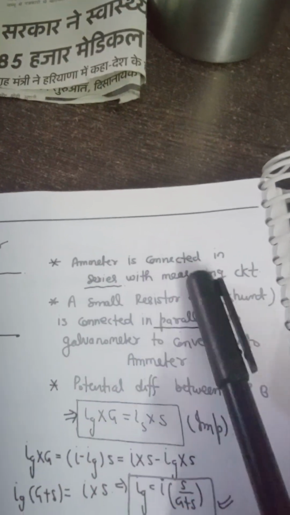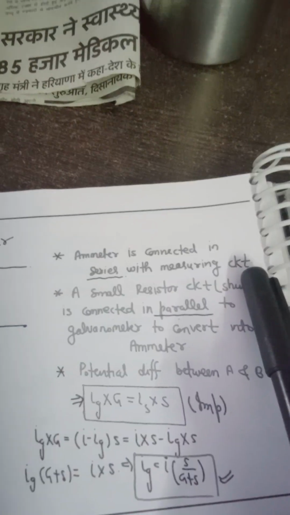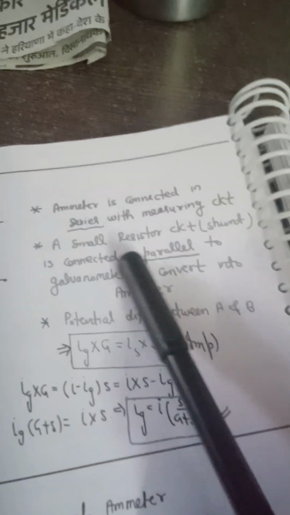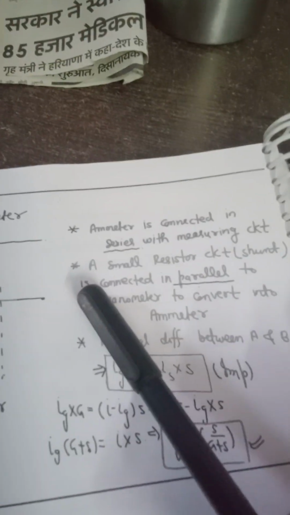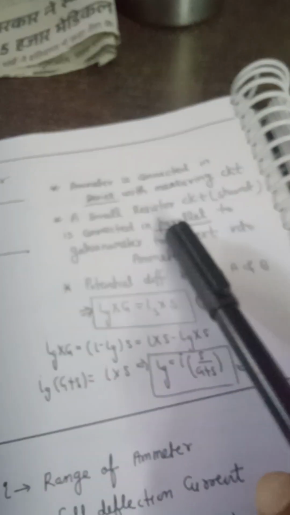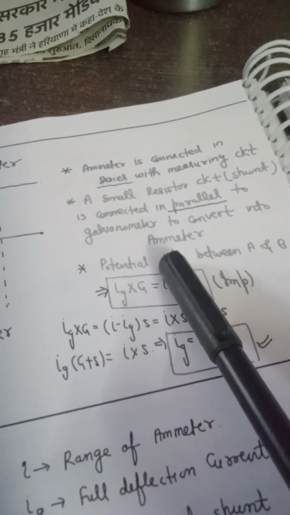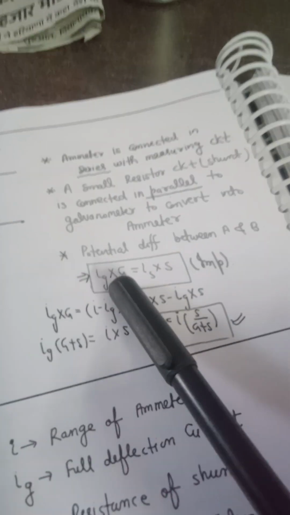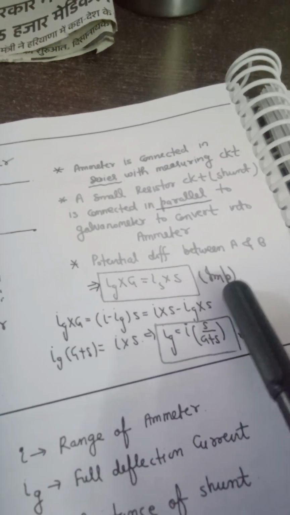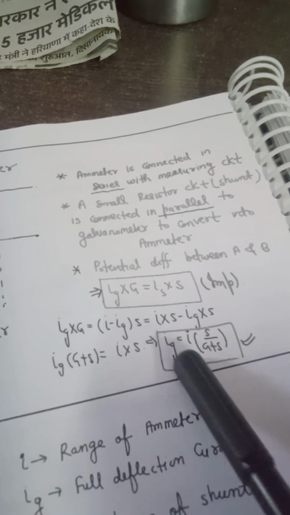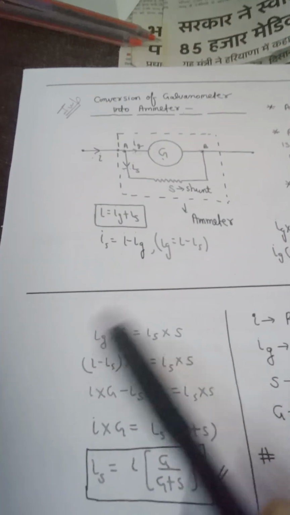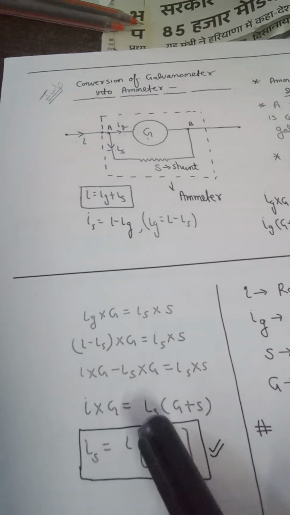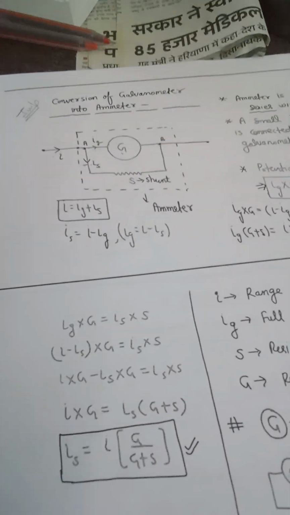Okay, an ammeter is connected in series with the measuring circuit. Okay, a small resistance called a shunt is connected in parallel to the galvanometer to convert it into an ammeter. So potential difference between A and B is equal to Ig into G, which is equal to Is into S. Important. So Ig is equal to I S upon G plus S. Okay. So after calculating, we will find out Is is equal to I G upon G plus S.